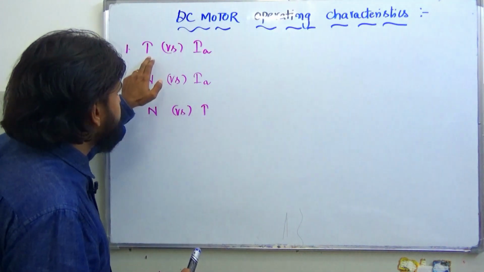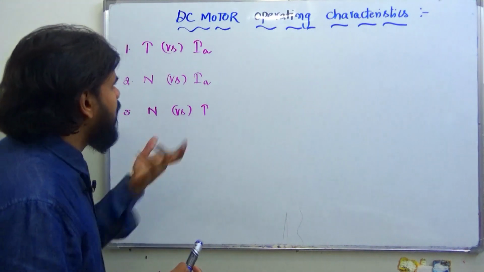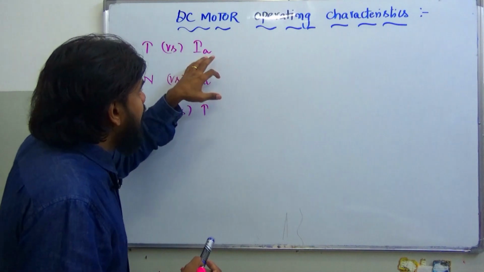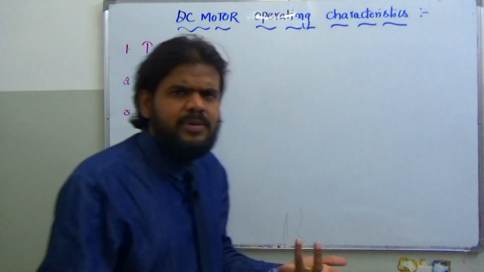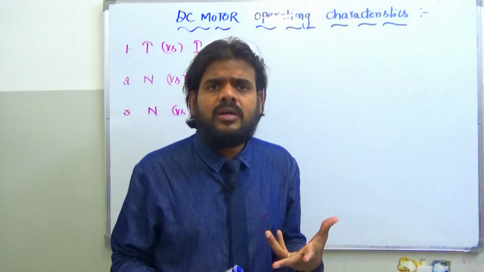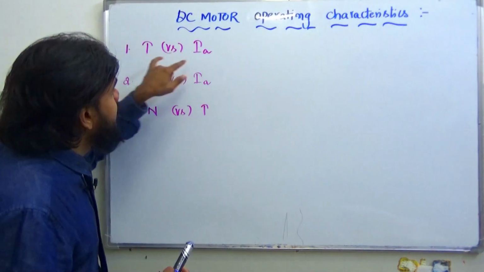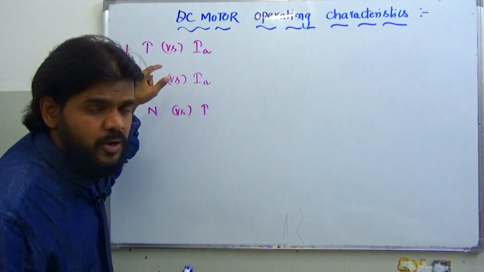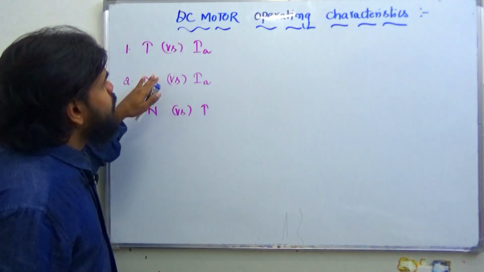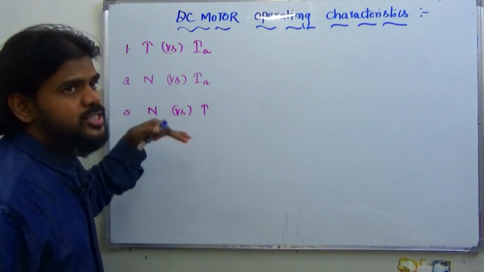We'll take the first one. In the first and second ones, there is a commonality: torque and speed are output parameters, and IA, the armature current, is an input parameter, that is, how much current the motor is drawing from the supply. So these two are about the relationship between input and output parameters. I hope you're getting me. Let me first focus on the first one, torque and IA, and then I'll go to the next two also.